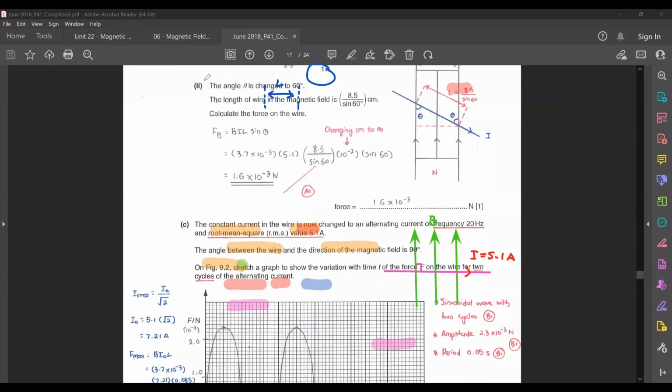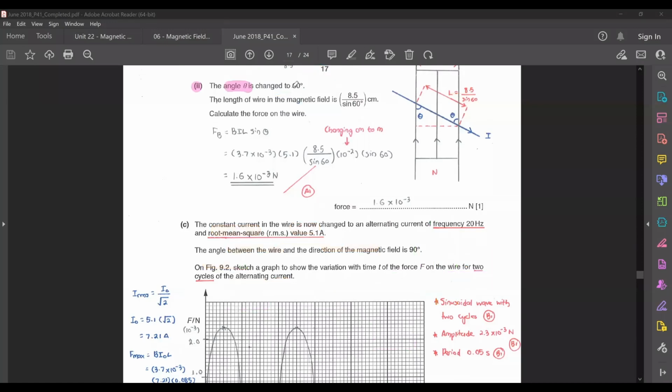Then you move on to part 2. The angle theta is now changed to 60 degrees. The length of the wire in the magnetic field is 8.5 over sine 60 degrees centimeter. Calculate the force on the wire right now.